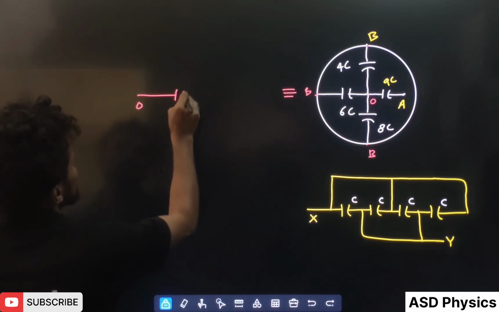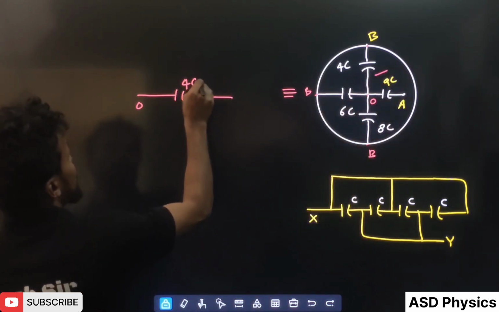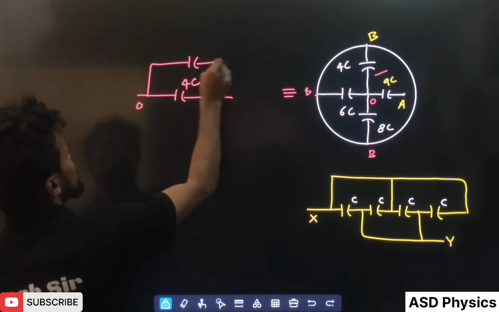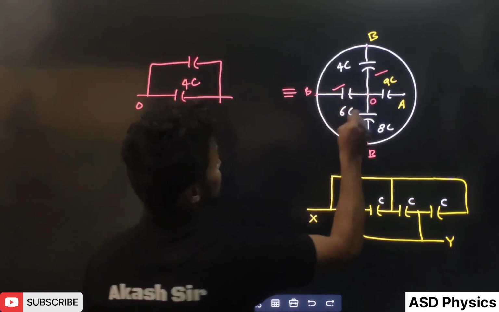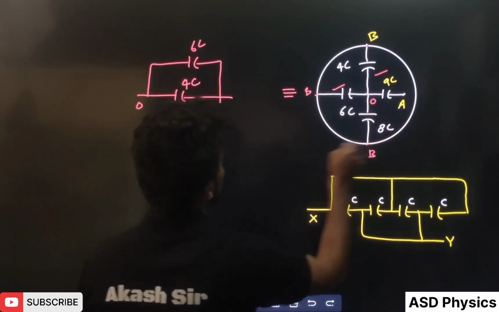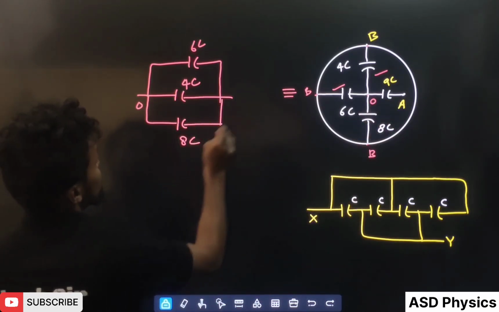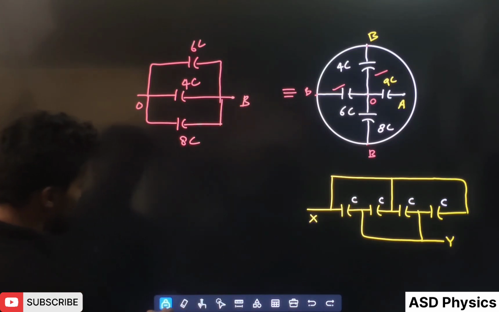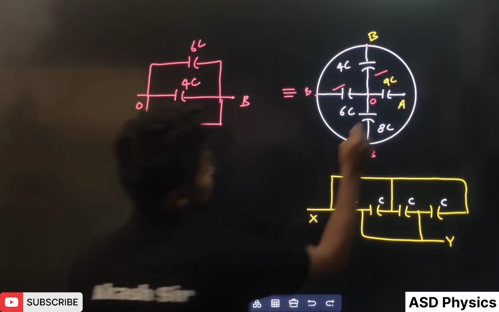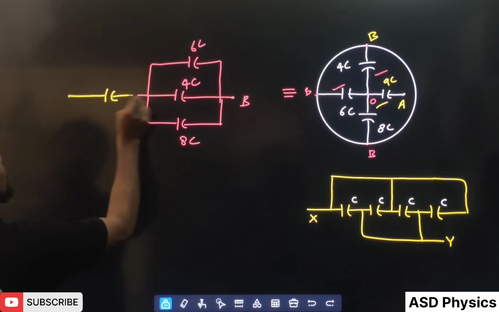See, this is O. This capacitor of 4C is connected between O and B. Next, this 6C is connected between O and B. After that, this 8C is connected between O and B. This is the B. After that, one more is there, 9C, connected between A and O. So this is the equivalent diagram. How much is given, students? 9C.